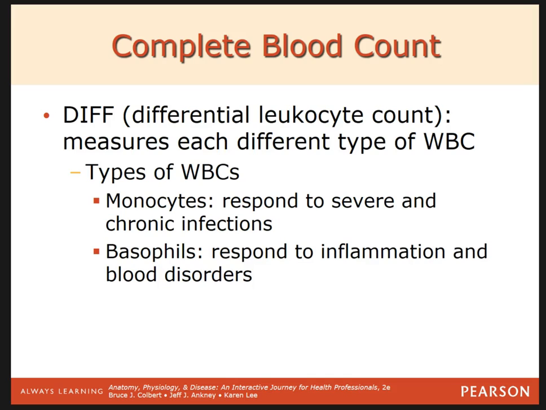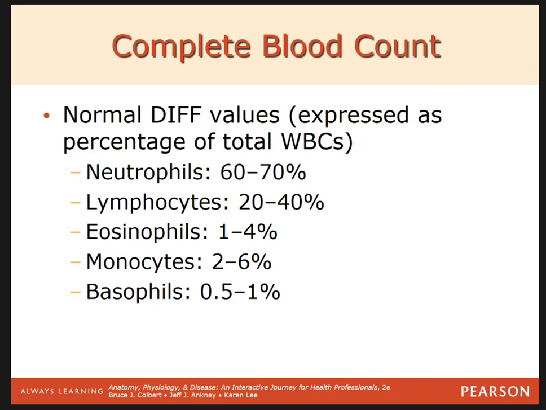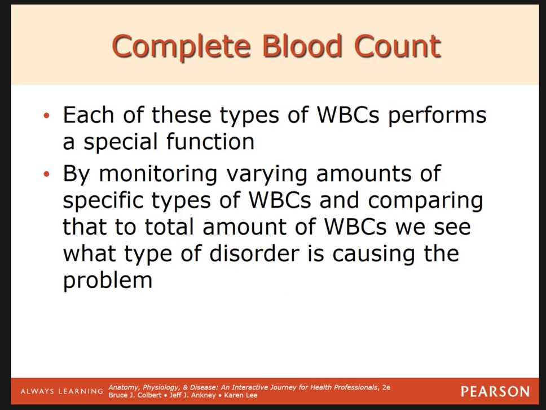Monocytes, those are part of the agranulocytes, those mononuclear cells. Those respond to severe and chronic infections. And then the basophils respond to inflammation and to blood disorders. So breaking it down, the normal diff values, neutrophils are usually 60 to 70% of the white blood cells. Lymphocytes make up 20 to 40% of the white blood cells. Eosinophils make up 1 to 4% of the white blood cells. Monocytes make up 2 to 6% of the white blood cells, and basophils would make up 0.5 to 1% of the white blood cells. So each of these types of white blood cells has their special function, and by monitoring the different amounts, we see if something is going on.